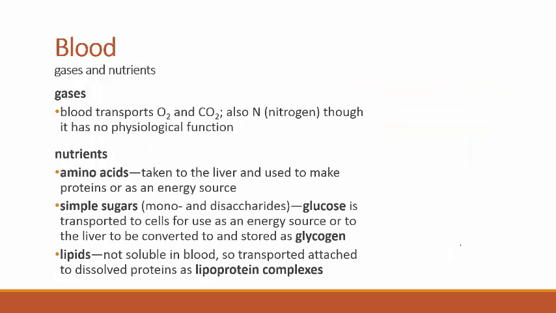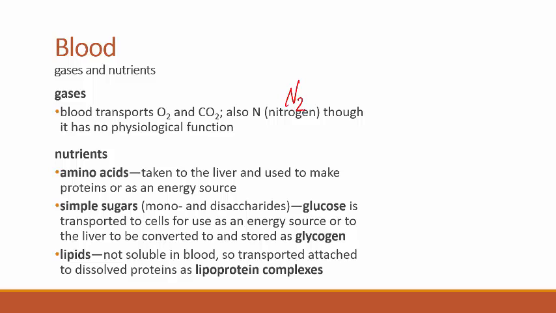So proteins aren't the only thing carried in blood. Gases are carried in blood. Oxygen and carbon dioxide are dissolved in blood plasma. Nitrogen gas is also transported in blood plasma, though there's no physiological function for nitrogen gas. It just happens to be there. We can't use it for anything at all.